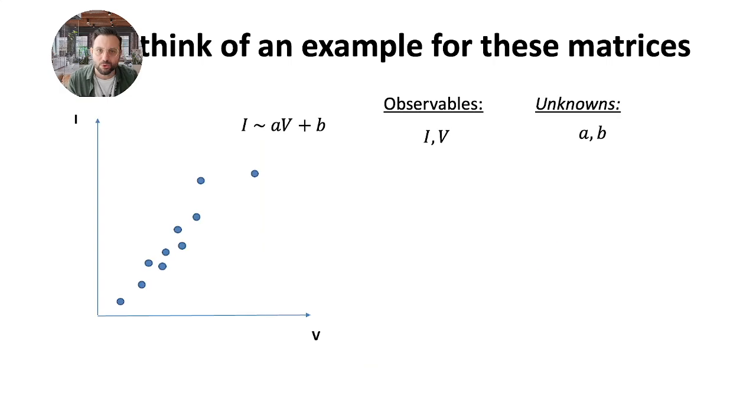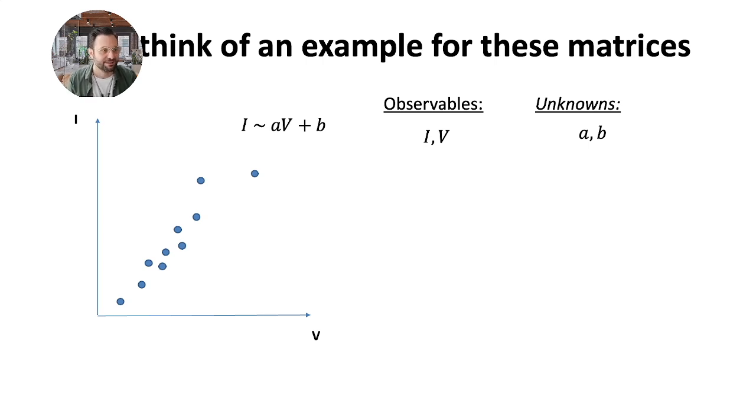Ohm knew that this was a linear relationship, meaning I can get the voltage from the current, or the current from the voltage, if I could understand this relationship. This current should be coming from a voltage via a linear relationship, meaning I can actually draw a line that describes the relationship between voltage and current.